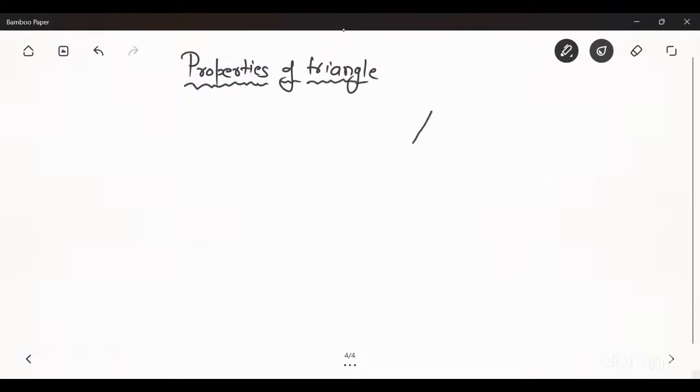Suppose this is a triangle. Any triangle can be there, either it is a right angle triangle, isosceles triangle, or equilateral triangle, and these formulas are applied to all types of triangle. This is A, B, C. The side opposite to angle A is denoted by small a. The side opposite to angle B is denoted by small b. The side opposite to angle C is denoted by small c.